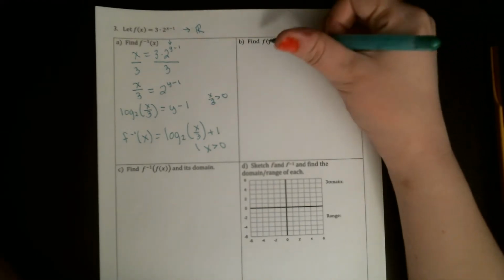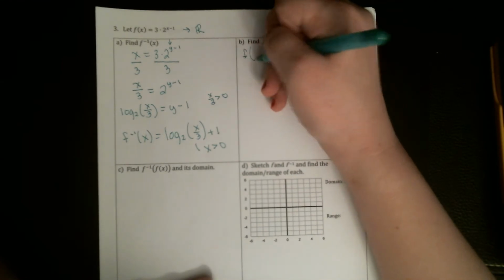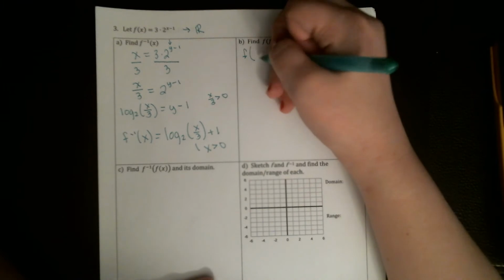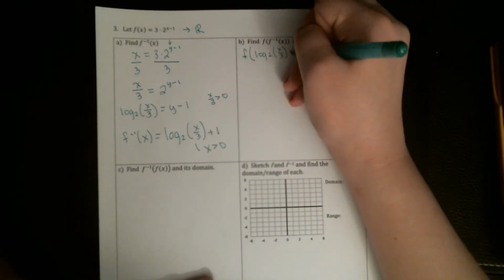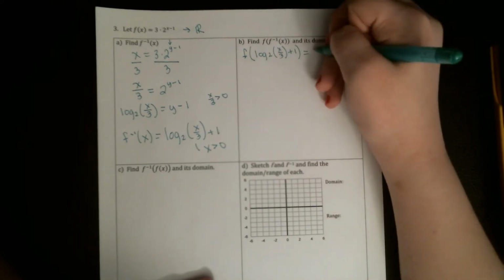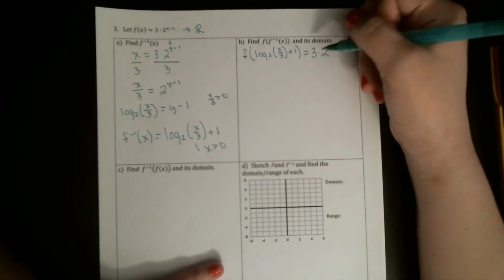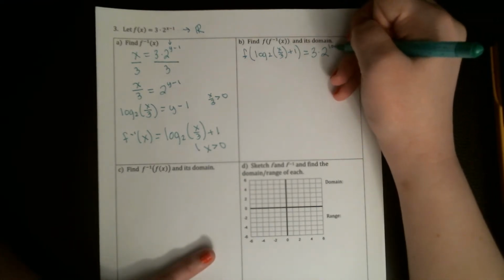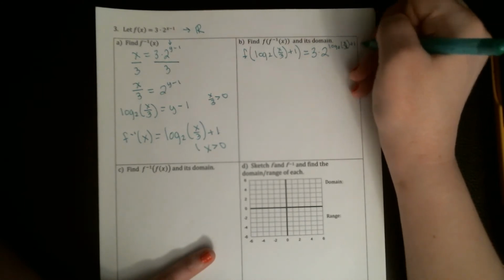Okay, so the checks. We want to find f of f inverse. Hopefully we're getting back x. And then we're going to talk about domain restrictions on that. f inverse was the log base 2 of x over 3, plus 1. So f of that is going to be 3 times 2 raised to my entire input, log base 2 of x over 3 plus 1, minus 1.